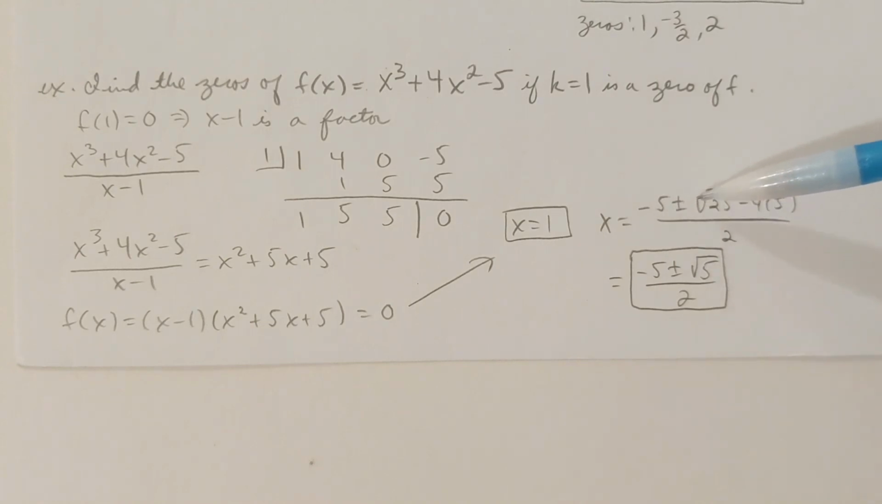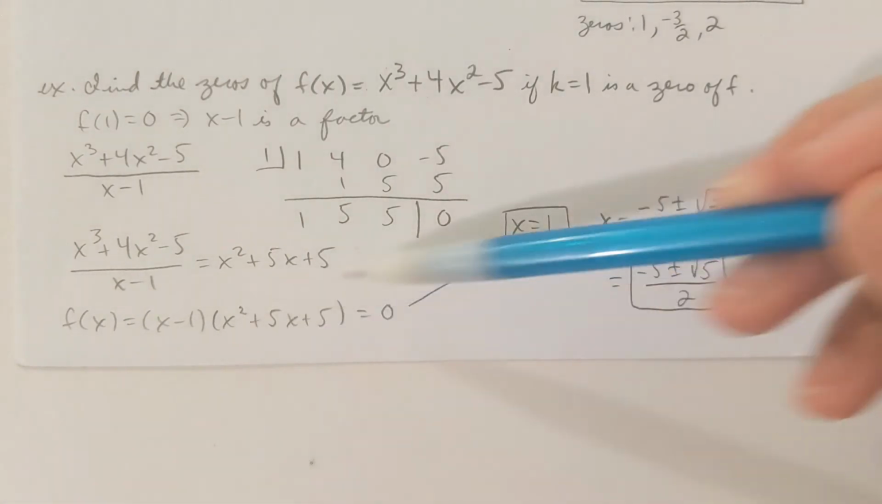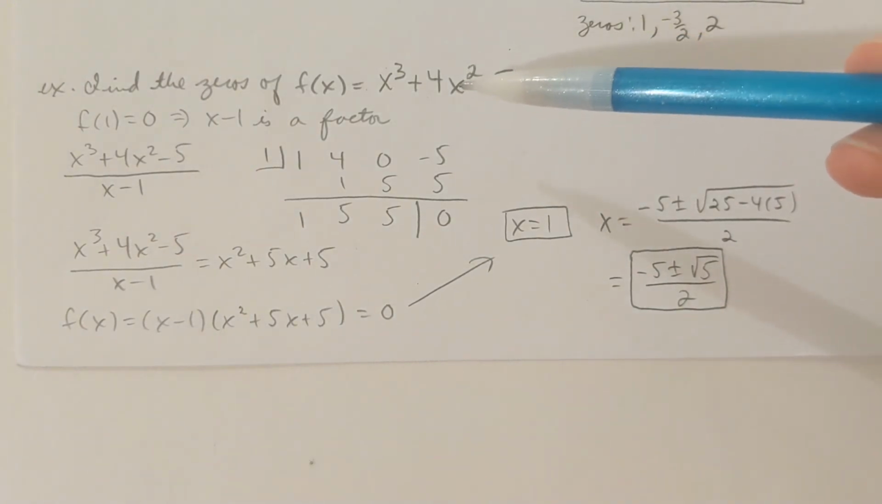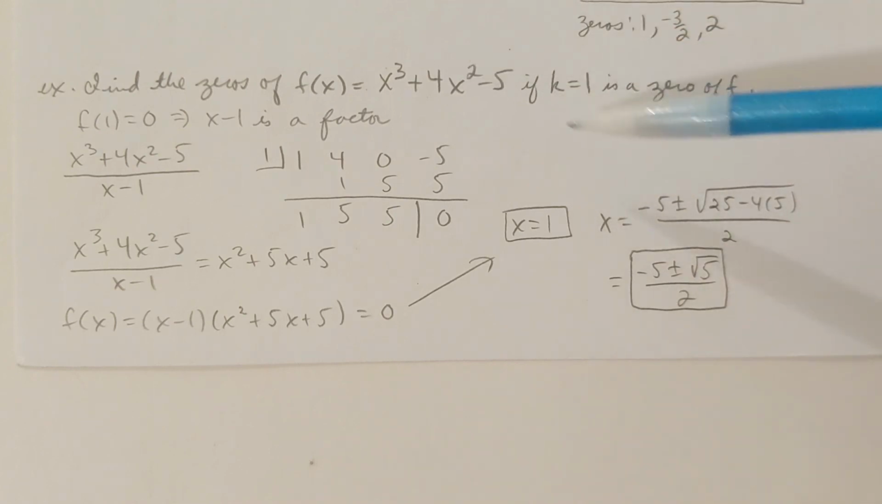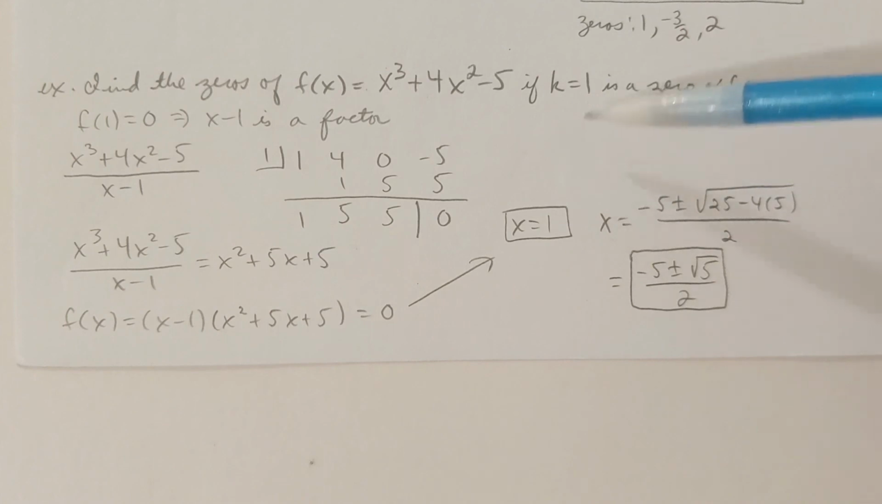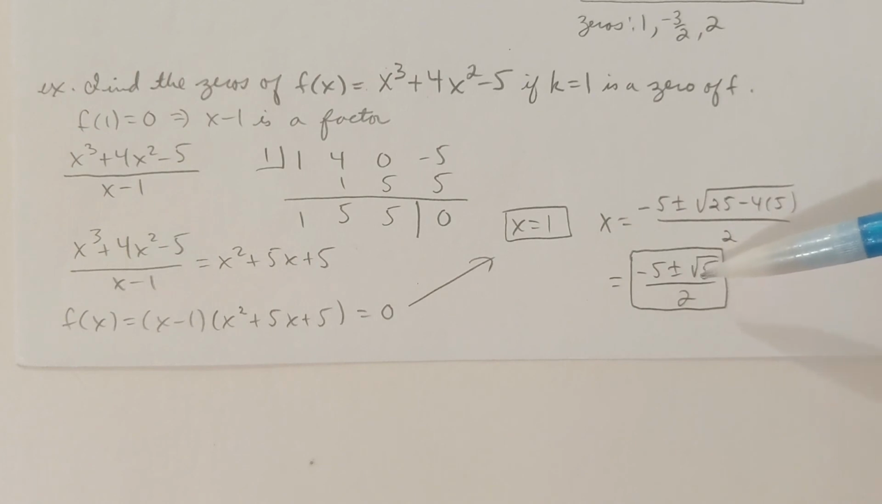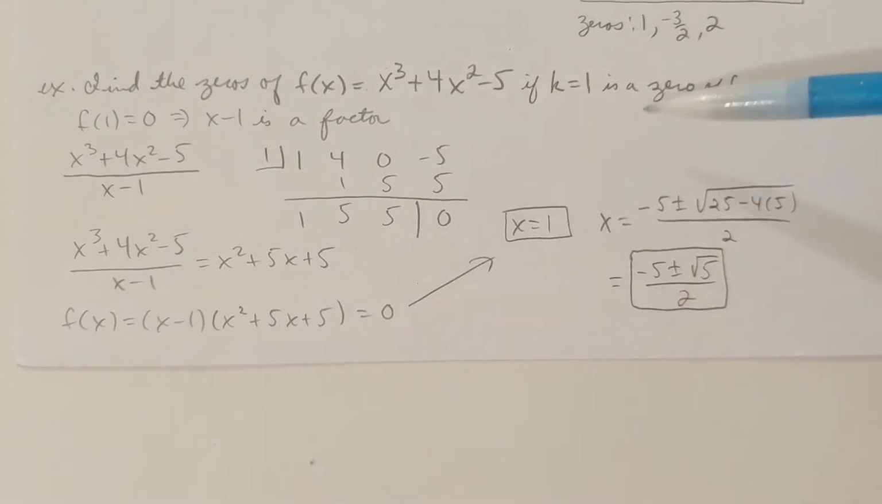Negative b is negative 5 plus or minus the square root of b squared. 5 squared is 25 minus 4 times a is 1, times c is 5, all over 2a. 2 times 1 is 2. Negative 5 plus or minus root 5 all over 2. So this function has 3 zeros. They are 1, which they told us is a 0, and then these two numbers, negative 5 plus root 5 all over 2 and negative 5 minus root 5 all over 2. So all in all, we've got 3 zeros.